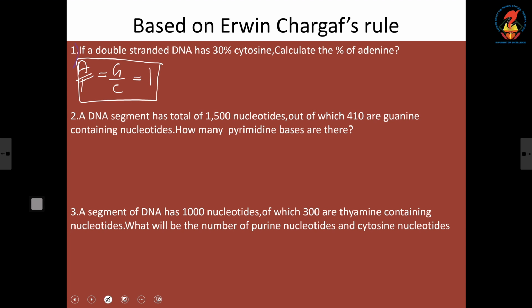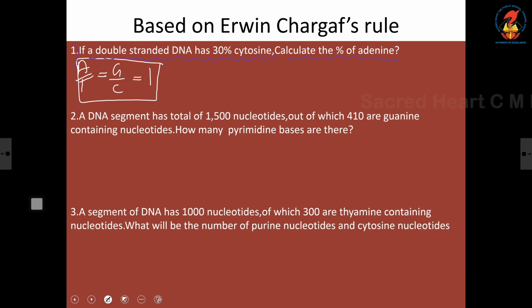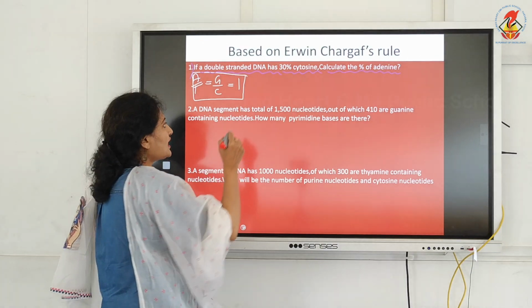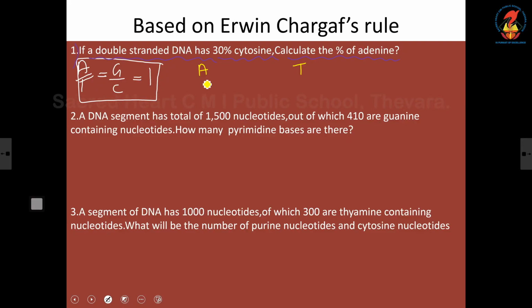So I am going to read the first question. If a double-stranded DNA has 30% cytosine, calculate the percentage of adenine. So as I told you, you have to fit in Erwin-Chargaff's equation. After that, on the next line you indicate adenine and thymine on the same line. The following line, guanine and cytosine, and the third line you indicate total number of base pairs as per the question. Now you have to substitute.